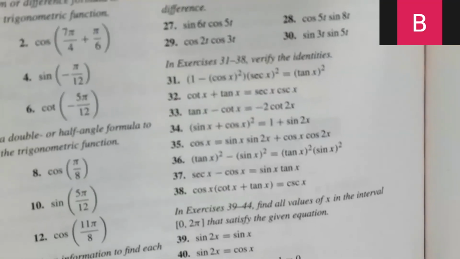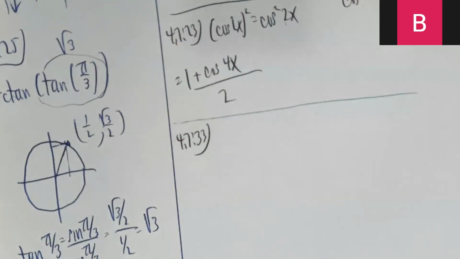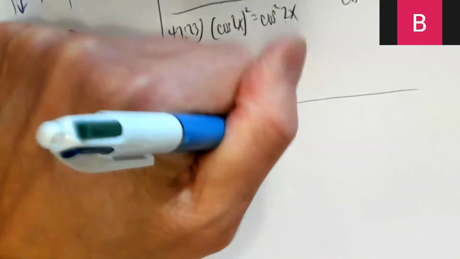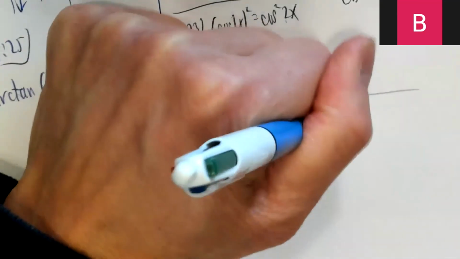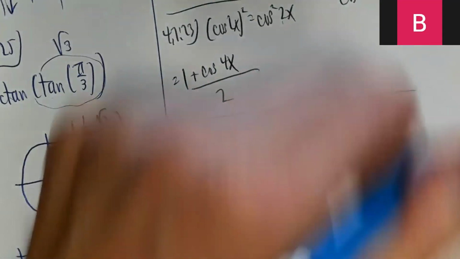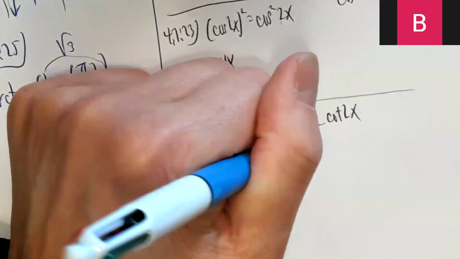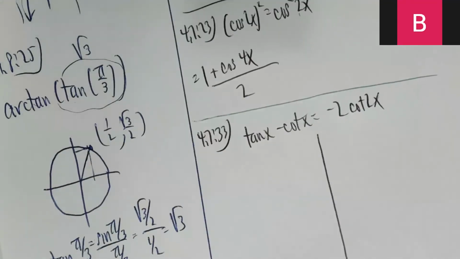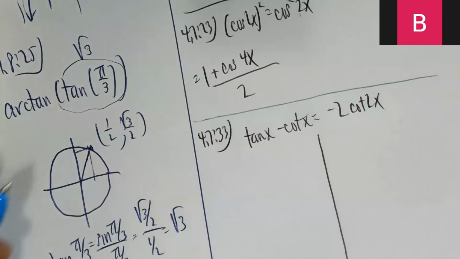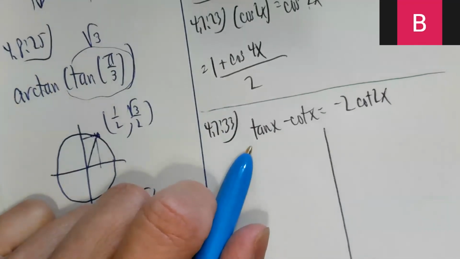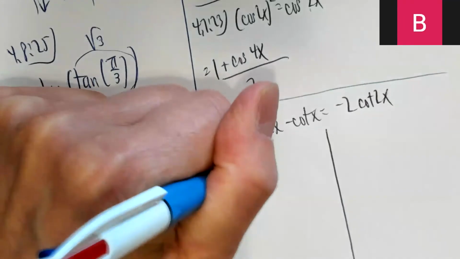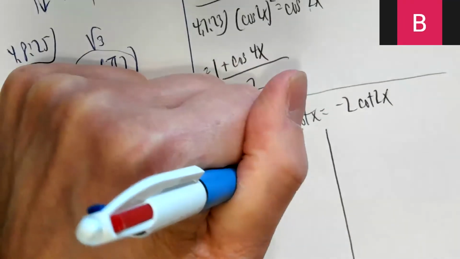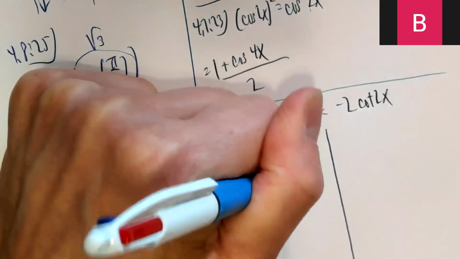Verify the identity. Okay, tan x minus cotangent x is -2 cotangent 2x. So tan x minus cotangent x equals -2 times cotangent 2x. All right, so what am I going to do? I'll change that to sine and cosine. So sine x over cosine x minus cosine x over sine x.